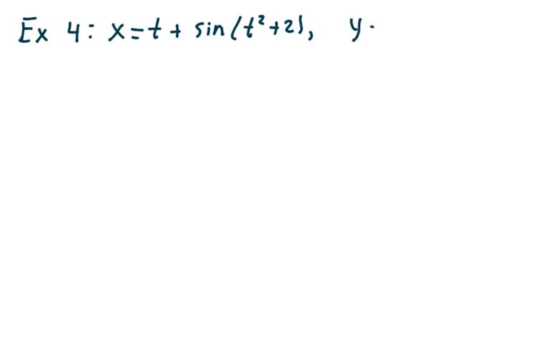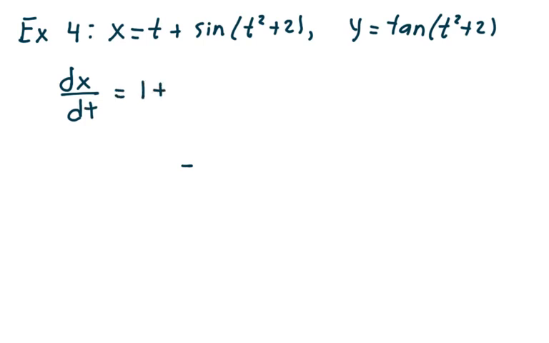We're going to do one more example for this set of directions. So suppose x is t plus sine of (t squared plus 2), and y is tangent of (t squared plus 2). So dx/dt is 1 plus, now by the chain rule, okay, the derivative of the sine function is cosine, right? But I have to evaluate it at t squared plus 2.